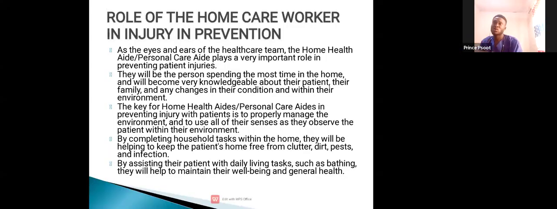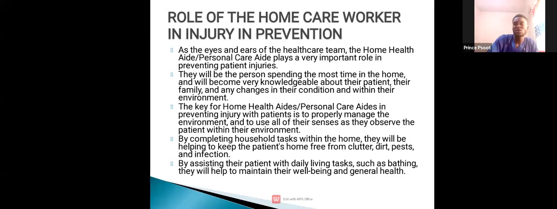So, before we move to the next point, we talked about the roles so far, the roles of the home healthcare worker in injury prevention. We also mentioned some other things. We'll make a brief recap after the whole class. Anyway, let's move forward.